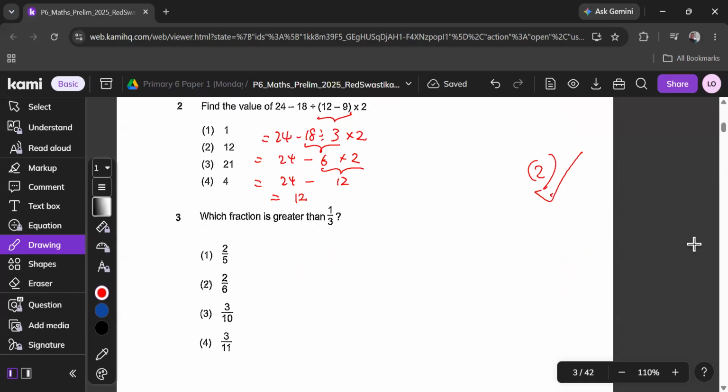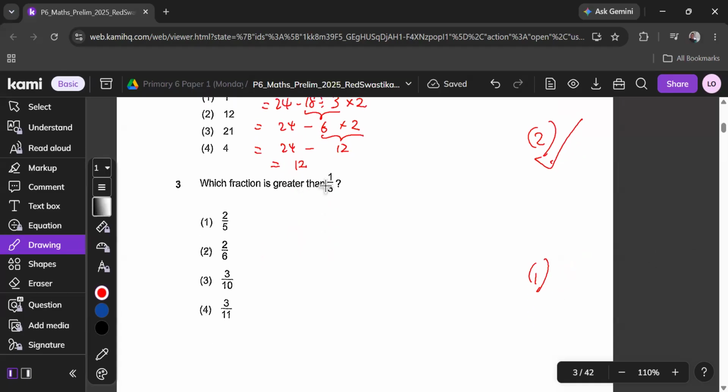Okay, question number 3. I think some of you may not be sure how to get the answer. How do you know whether the fractions are greater than 1/3? Very simple. You just have to compare all the fractions we wanted by making the denominator the same. So 5 times 3, 2 times 3, 3 times 5, and 1 times 5.